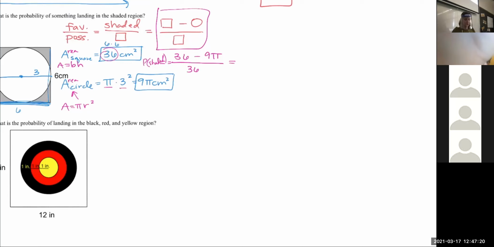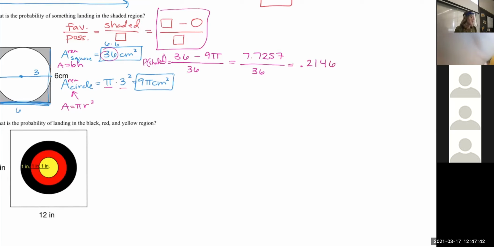Actually, I'll just give you that number. You don't need to write this number down for me, but I'll show you what it is just in case you're not sure. So you end up on top with 7.7257. On bottom, you have 36. So just divide by 36 and you get this number.